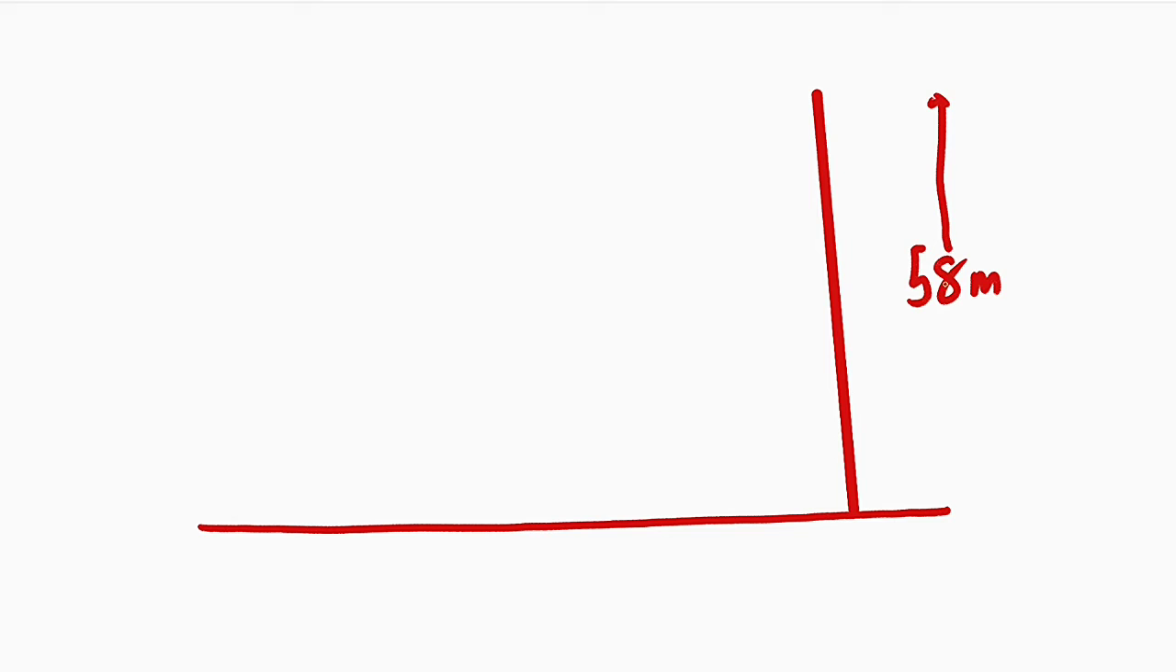Okay, let us form a sketch of this. So first we have a horizontal ground like this, and it happens that we have a building situated right here, and the height of this building is 58 meters. So from the top to the bottom is 58. Then we have a girl standing here, which is 2 meters tall.